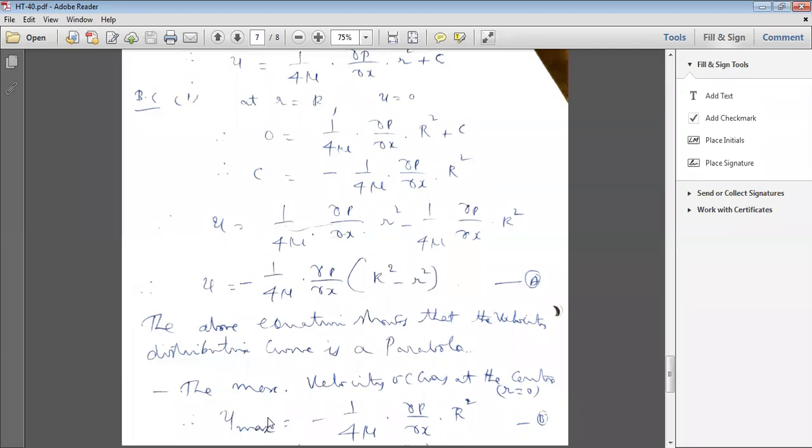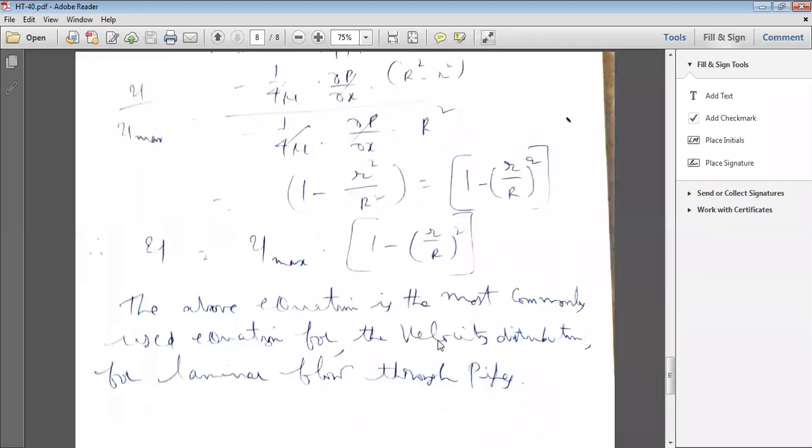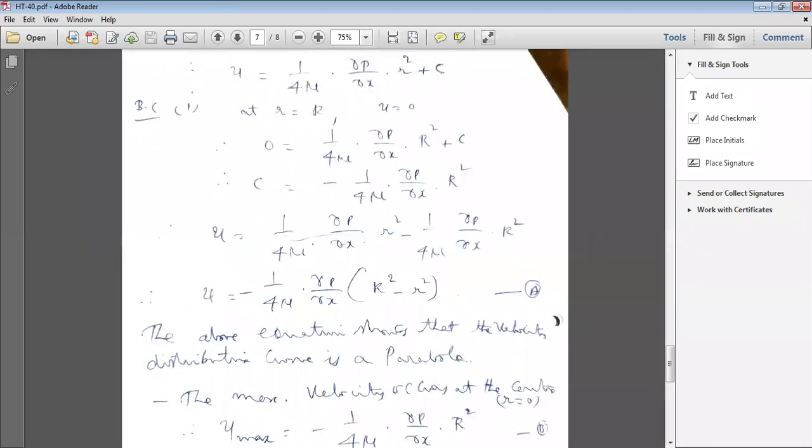Then at the center of the pipe, velocity becomes maximum, and the maximum value U max is equal to minus 1 by 4 mu into dou P by dou X into capital R square, since small r is 0. That's why the maximum velocity value U max is equal to minus 1 by 4 mu into dou p by dou x into capital R square. But what is the maximum shear stress? Maximum shear stress is equal to minus dou p by dou x into capital R by 2.